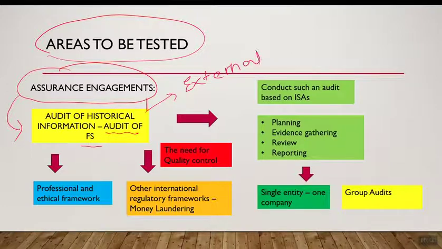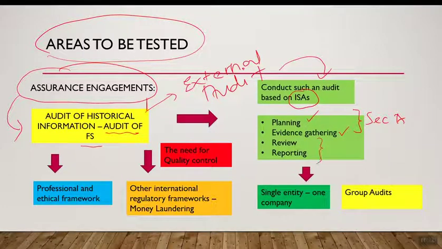Now, in your earlier level of ACCA, you would have already studied about external audit. So, most importantly, you must know how to conduct such an audit based on ISAs. Like, you need to know how to do planning. You need to know how to do evidence gathering. That's why section A of your exam questions is always like this. You may need to do review and reporting. So review is always the completion stage, and you may need to express your opinion. That's why you have section B questions this way.